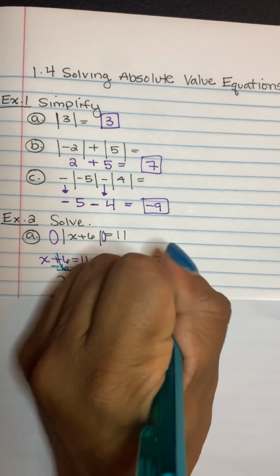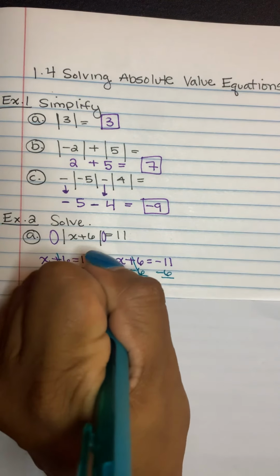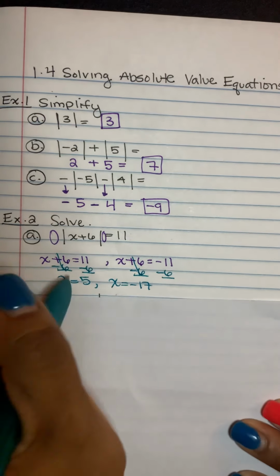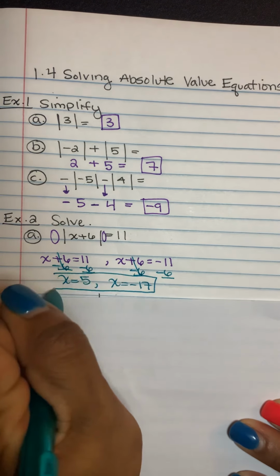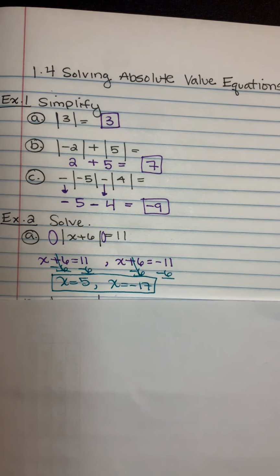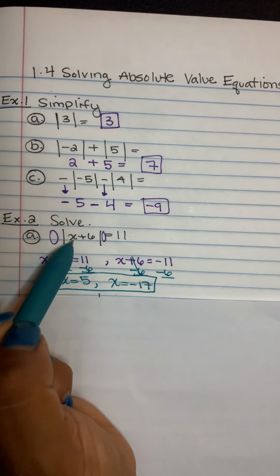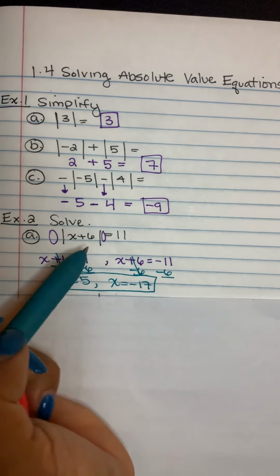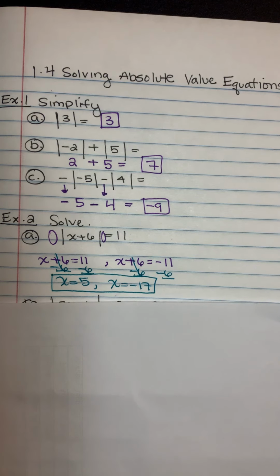Subtract 6, you're adding two negative numbers, x equals negative 17. If you are not confident or comfortable, students, you can take these numbers and plug them in for the value of x, and guess what? You'll get a positive 11 when it comes out of the absolute value sign. Okay, and that's what we're going to be doing.